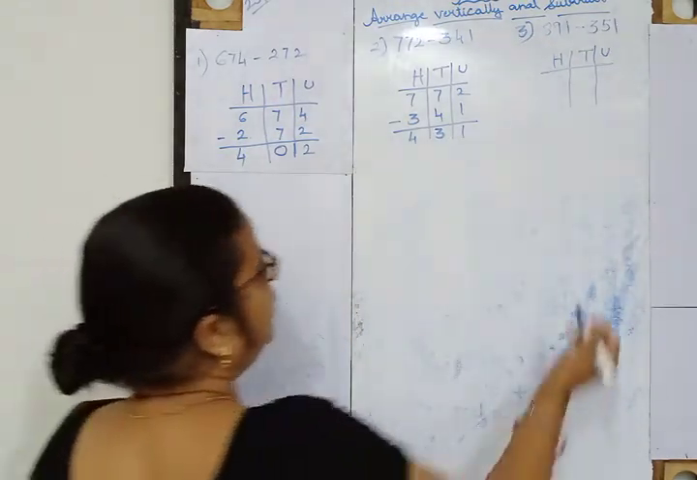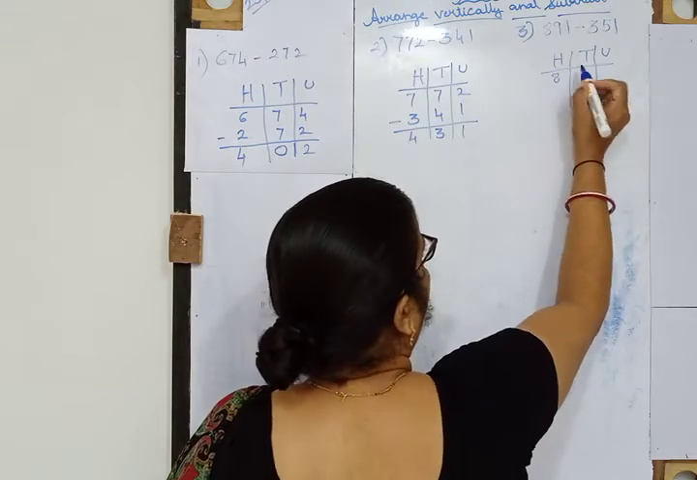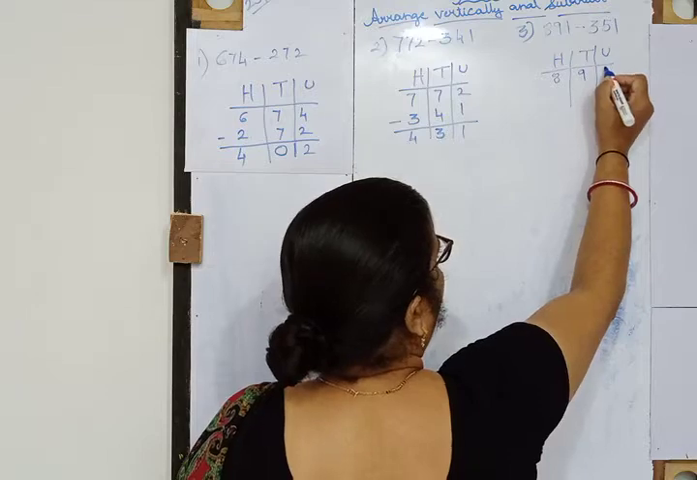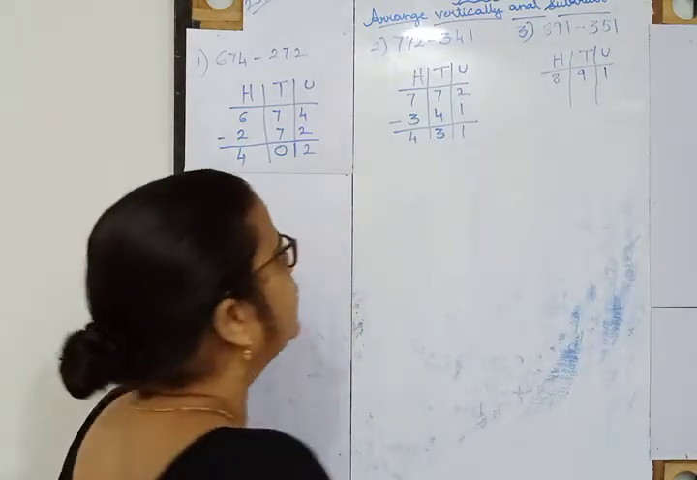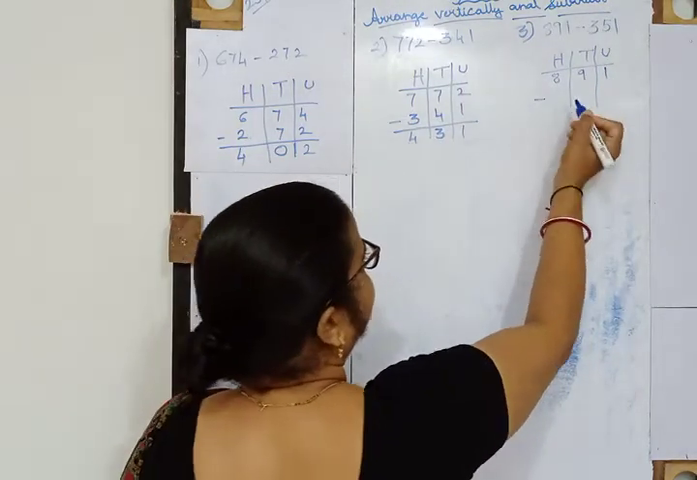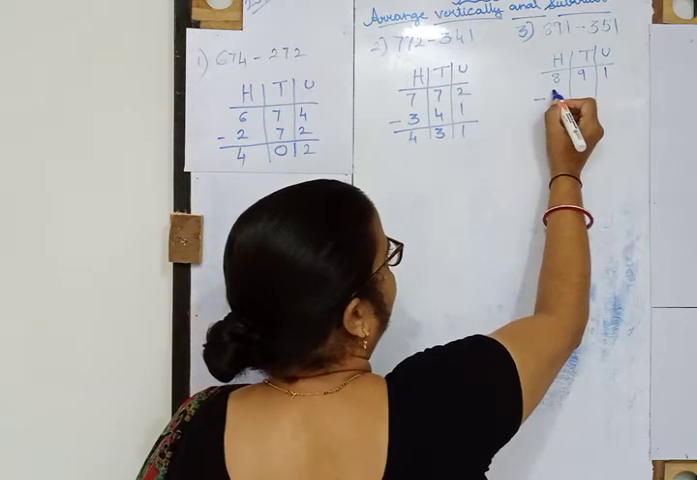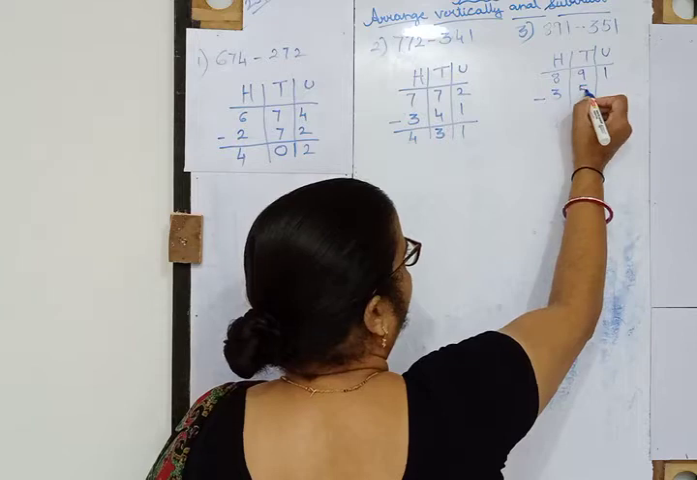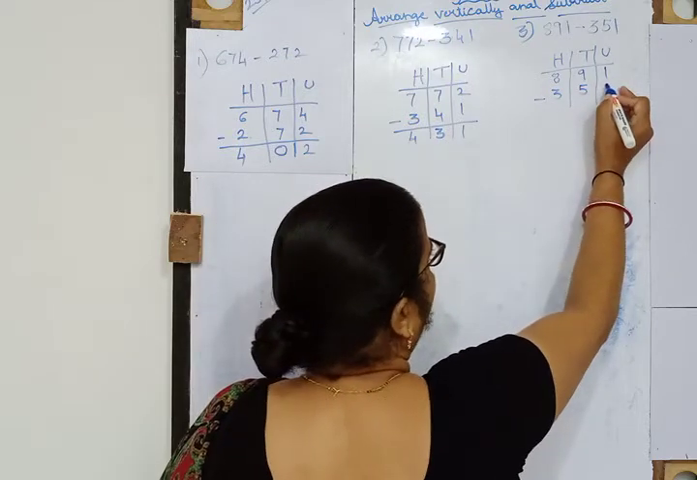So in the hundreds column we have to write 8, in the tens column we have to write 1, and in the units column you have to write 9. So minus, under this we have to write in the hundreds column 3, in the tens column you have to write 5, and in the units column you have to write 1.